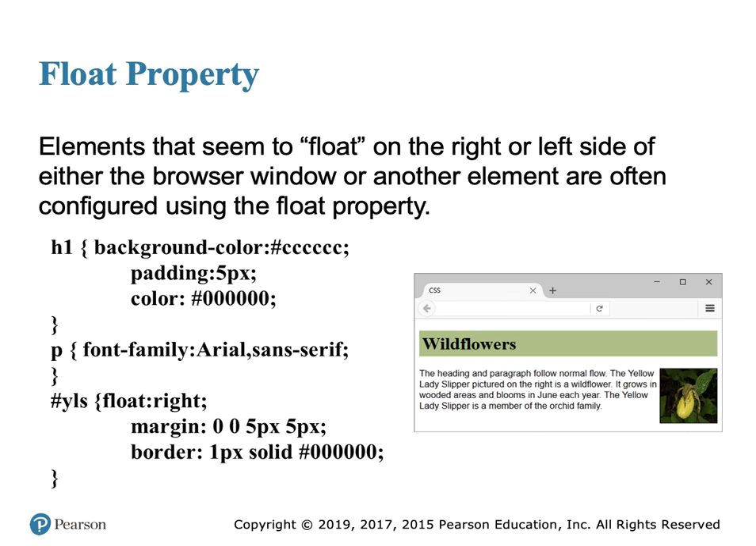The float property is used to float elements to the right or left. In this example, the image is floated to the right. Here are the styles that were used to make that happen. The image has an ID assigned to it of #YLS, which stands for Yellow Lady Slipper.